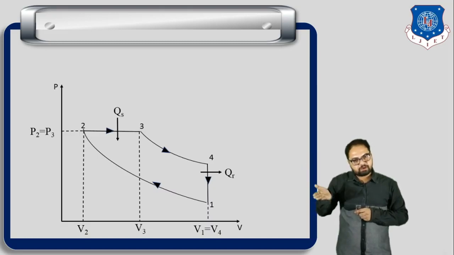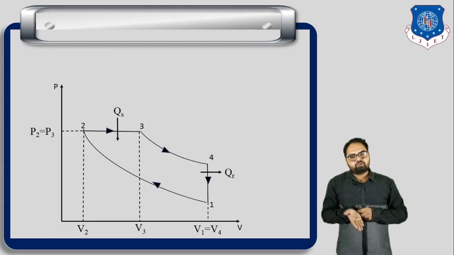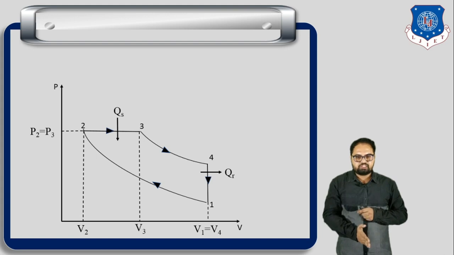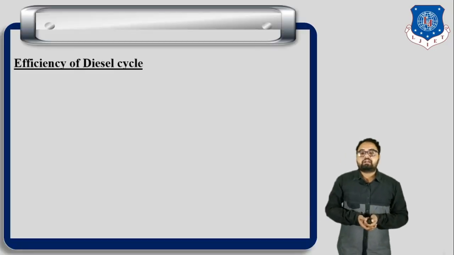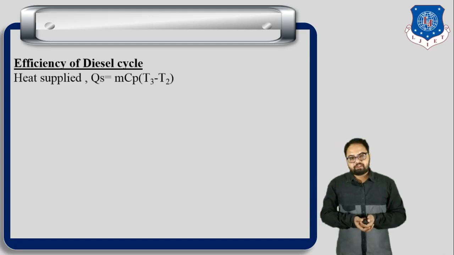After that, expansion of the air takes place, due to which the pressure decreases and volume increases. After that, the heat is rejected during process 4 to 1, that is, constant volume. Okay, so let's discuss the air standard efficiency of the diesel cycle.